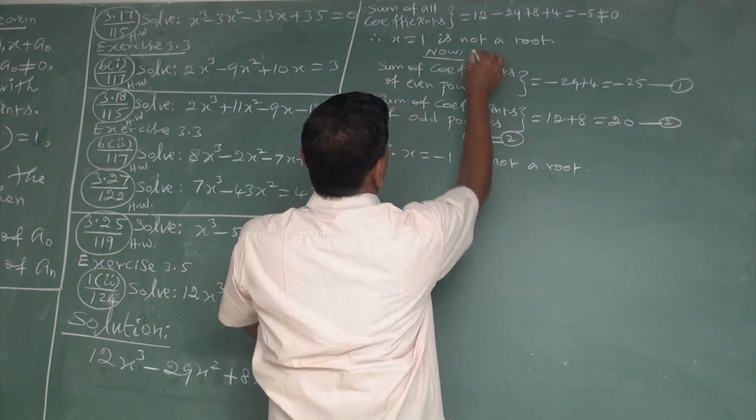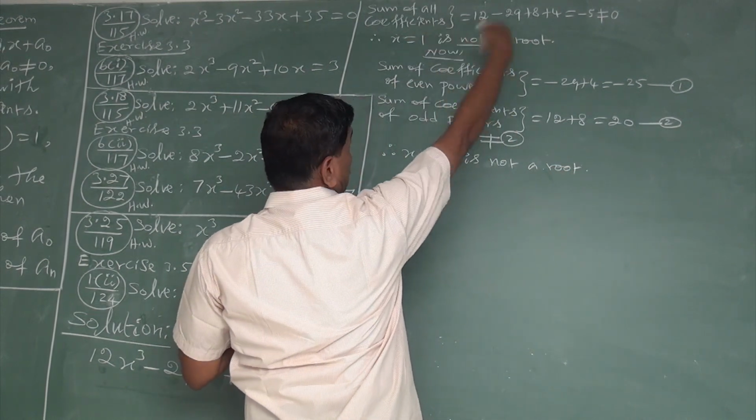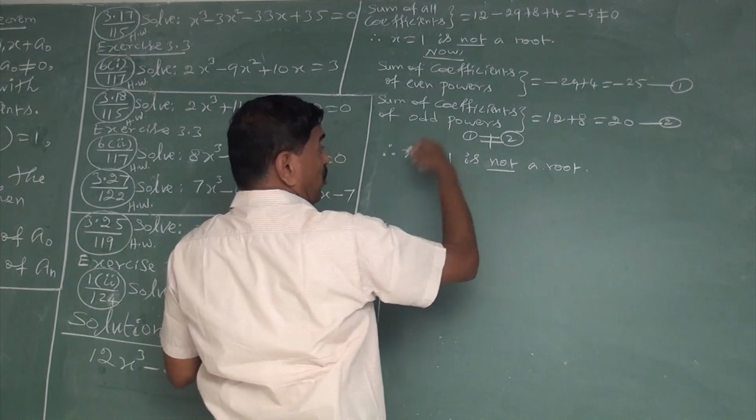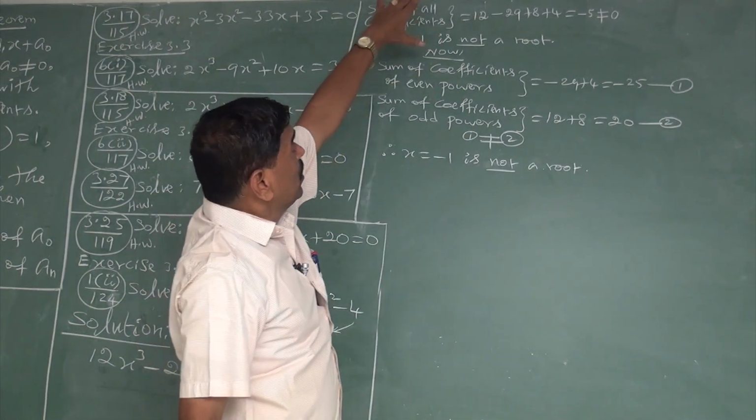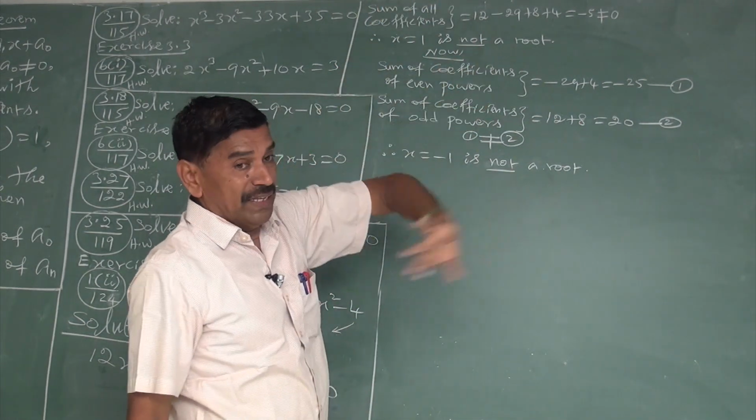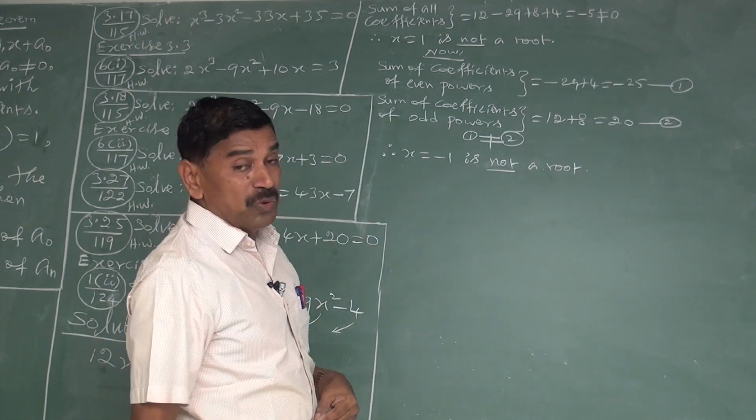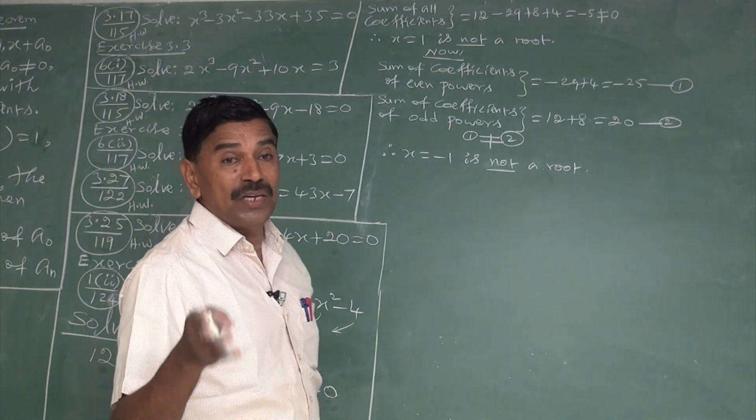X equal to minus 1 is not a root. X equal to 1 is not a root. X equal to minus 1 is not a root. So, step 1 failure, step 2 failure. Okay, next we want to check whether x equal to 2 is a root or not.